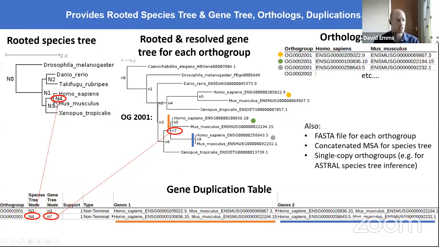And that's really nice, because that means, say you're interested in the ancestor of the vertebrates, you can say, well, tell me all the gene duplication events that happened in the common ancestor of the vertebrates, and you can look up in the table and see all these genes that duplicated there.